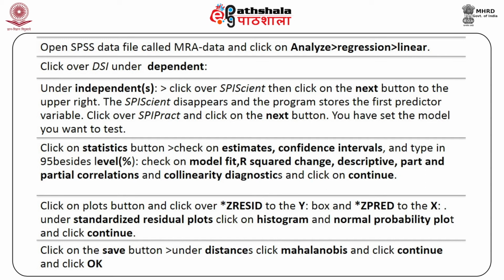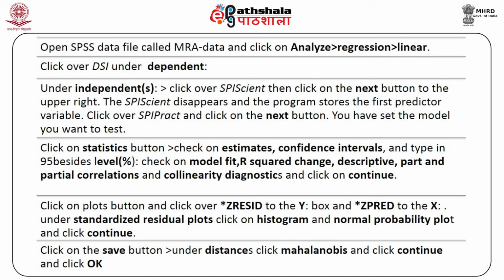The SPI Scientist sign disappears and the program stores the first predictor variable. Click over SPI Pract and click on the Next button. You have set the model you want to test. Click on the Statistics button, check Estimates, Confidence Interval, and type 95 beside the level percentage. Check Model Fit, R-squared change, Descriptives, Part and partial correlations, and Collinearity diagnostics, and click on Continue.